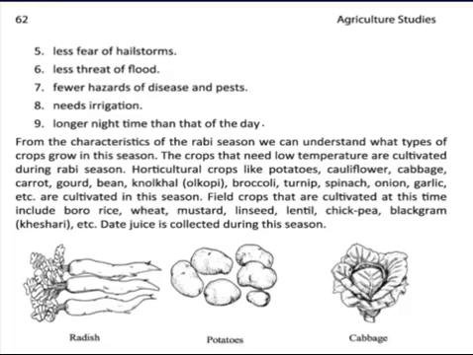Field crops, which are sown in the field, are cultivated at that time, including boro rice, wheat, mustard, linseed, lentil, chickpea, black gram, khesari, etc. And date juice is collected during the season.